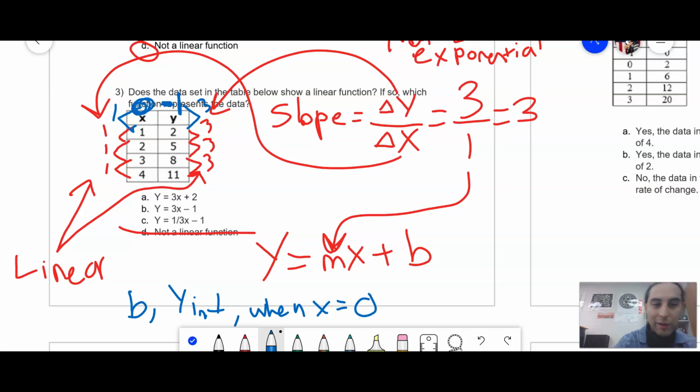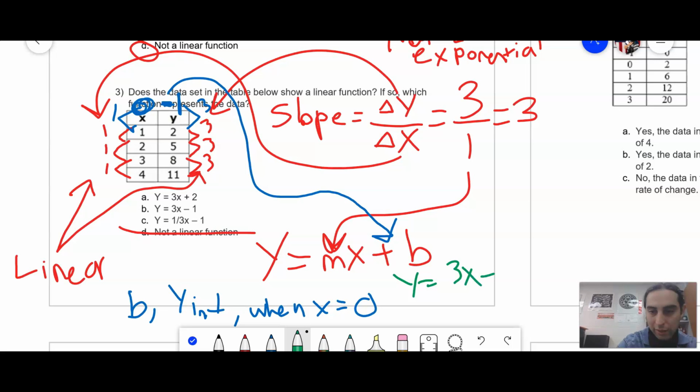And I know that's ugly, and I'm having to write on top of stuff. But do you see what I'm doing there? I have to go back to when x is 0 to figure out what the y-intercept is. The y-intercept is negative 1. All right. So my equation is going to be y equals 3x minus 1. And that would be letter B.